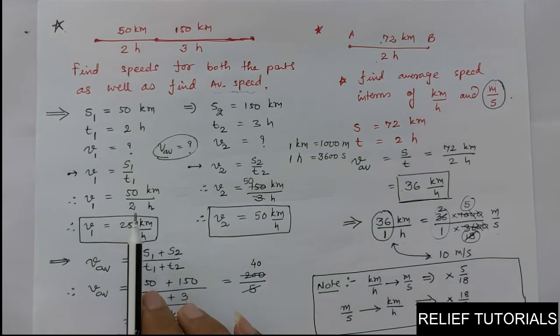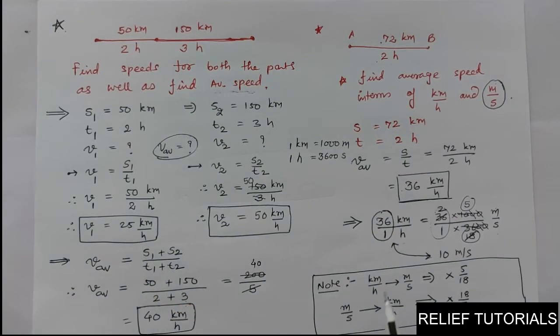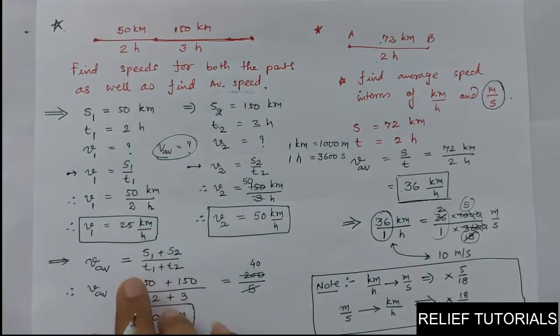In the last lecture, we also discussed how we can convert kilometer per hour into meter per second and meter per second into kilometer per hour. When you are converting kilometer per hour speed into meter per second, you have to multiply that number by 5 upon 18. And when you are converting meter per second speed into kilometer per hour, you have to multiply that number by 18 upon 5. We have also seen some practice regarding this. Now let us discuss more examples on this type of problems of average speed.